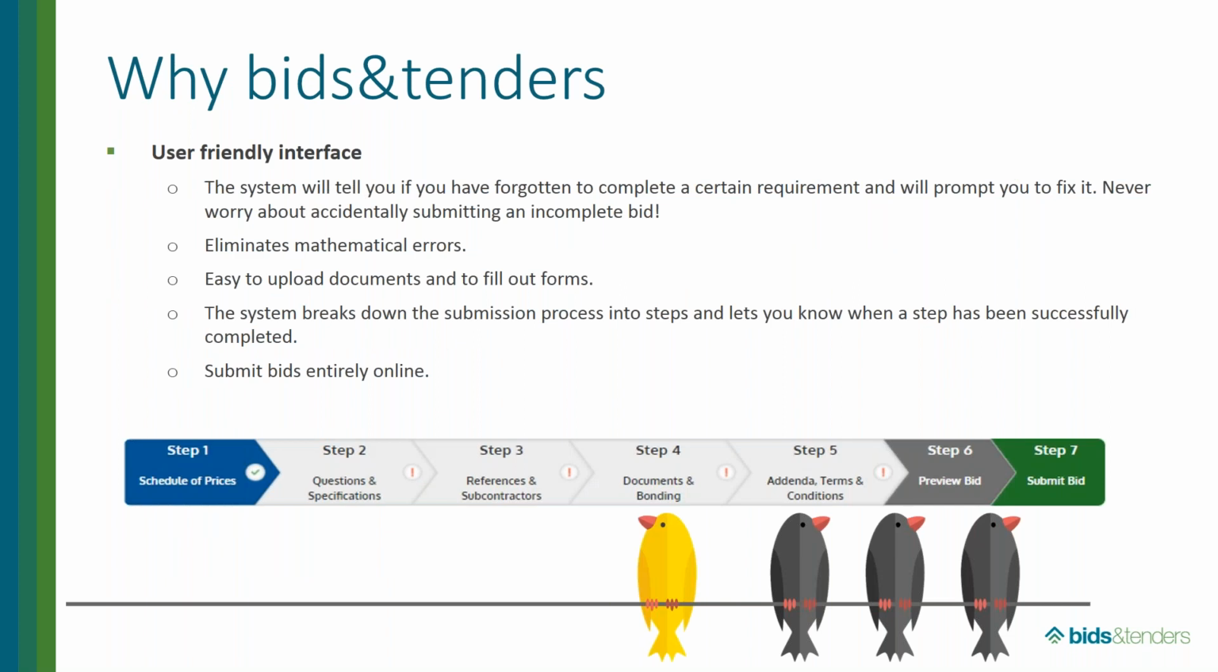Why should you choose Bids and Tenders? We have a user-friendly interface where the system will tell you if you have forgotten to complete certain requirements, and it will prompt you to fix it. You never have to worry about accidentally submitting an incomplete bid again. This does eliminate mathematical errors as the system does the calculations for you. It is easy to upload documents and to fill out electronic forms, and the system breaks down the submission process into steps and lets you know when a step has been successfully completed, and the entire process is done entirely online.